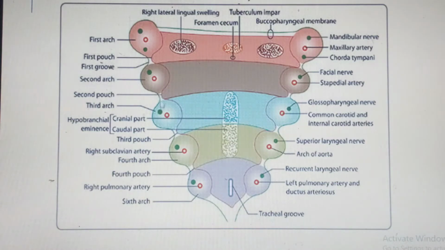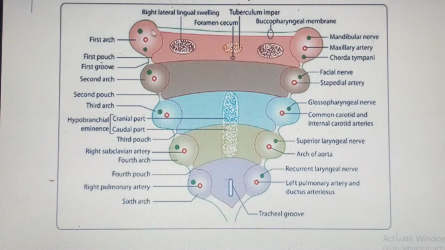Between the second and third, we are going to have the second cleft. Between third and fourth pharyngeal arches, we are going to have the third cleft. And of course, between fourth and sixth, not fifth, fourth and sixth pharyngeal arches, we are going to have the fourth cleft. Okay, so please get to know that. And clefts are ectodermal, laterally placed.